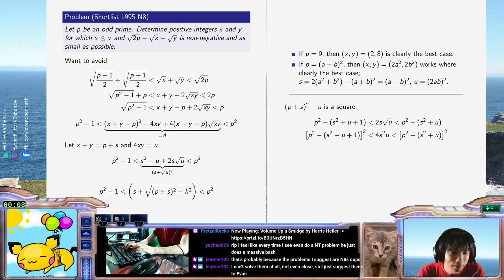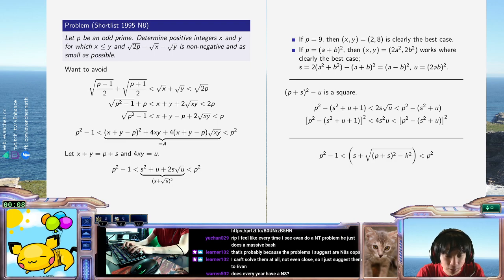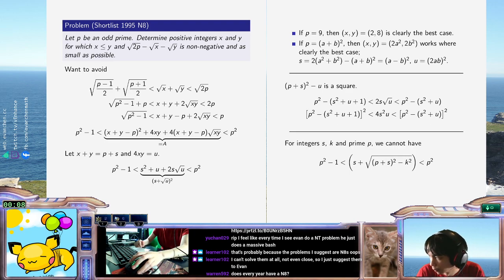Yeah, I still think, yeah, so for integers s, k and prime p, we cannot have... does every year have an innate? No, but most years do. This is what the problem statement boils down to, which I feel is surprising. I'm gonna reintroduce t. I feel like I need a t.